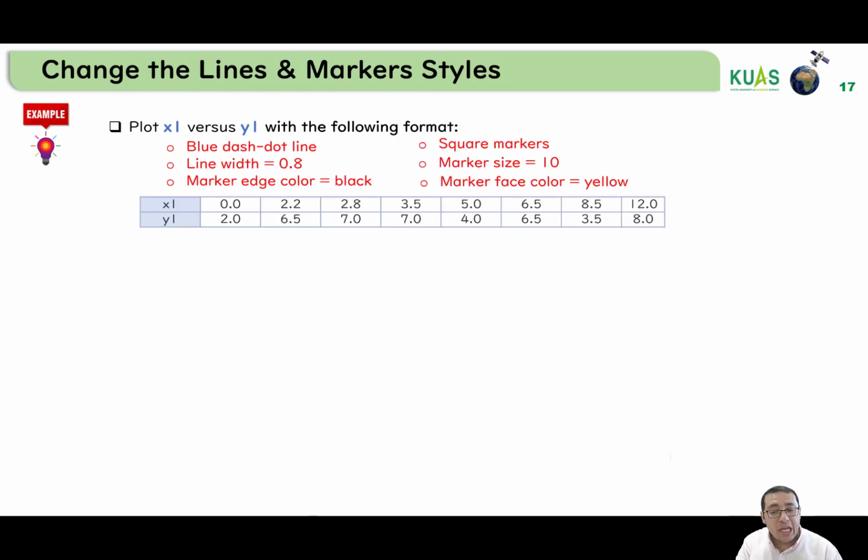Let's take an example. In this example, we give x1 versus y1, and we need to plot again. This is the same value we had before, x1 and y1, still the same. But this time, we need to change the format. For example, we need a blue dash dot line, a square marker, a line width of 0.8, a marker size of 10, a marker edge color of black, and a marker face color of yellow. Let's do that.